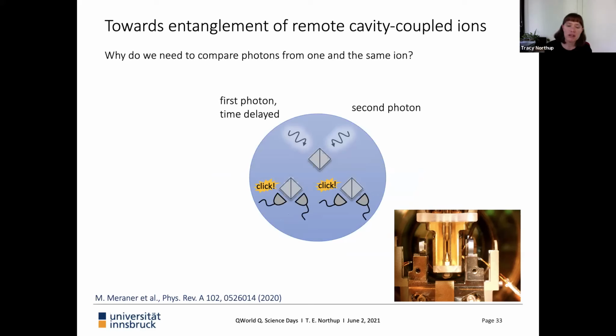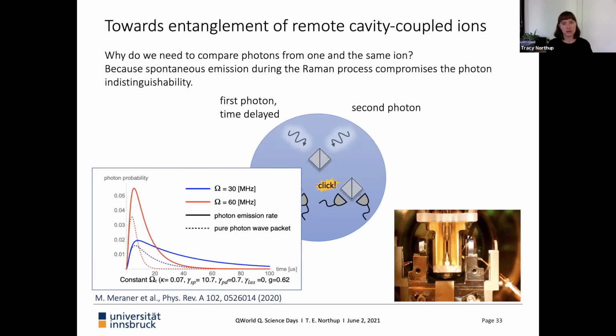The reason we need to compare them, again, is because of the cavity and, in fact, the Raman process, which is not perfect. It may sometimes give us spontaneous emission that could destroy the coherence of the process. So, right, as I've written here, spontaneous emission during this Raman process in the cavity will compromise indistinguishability.